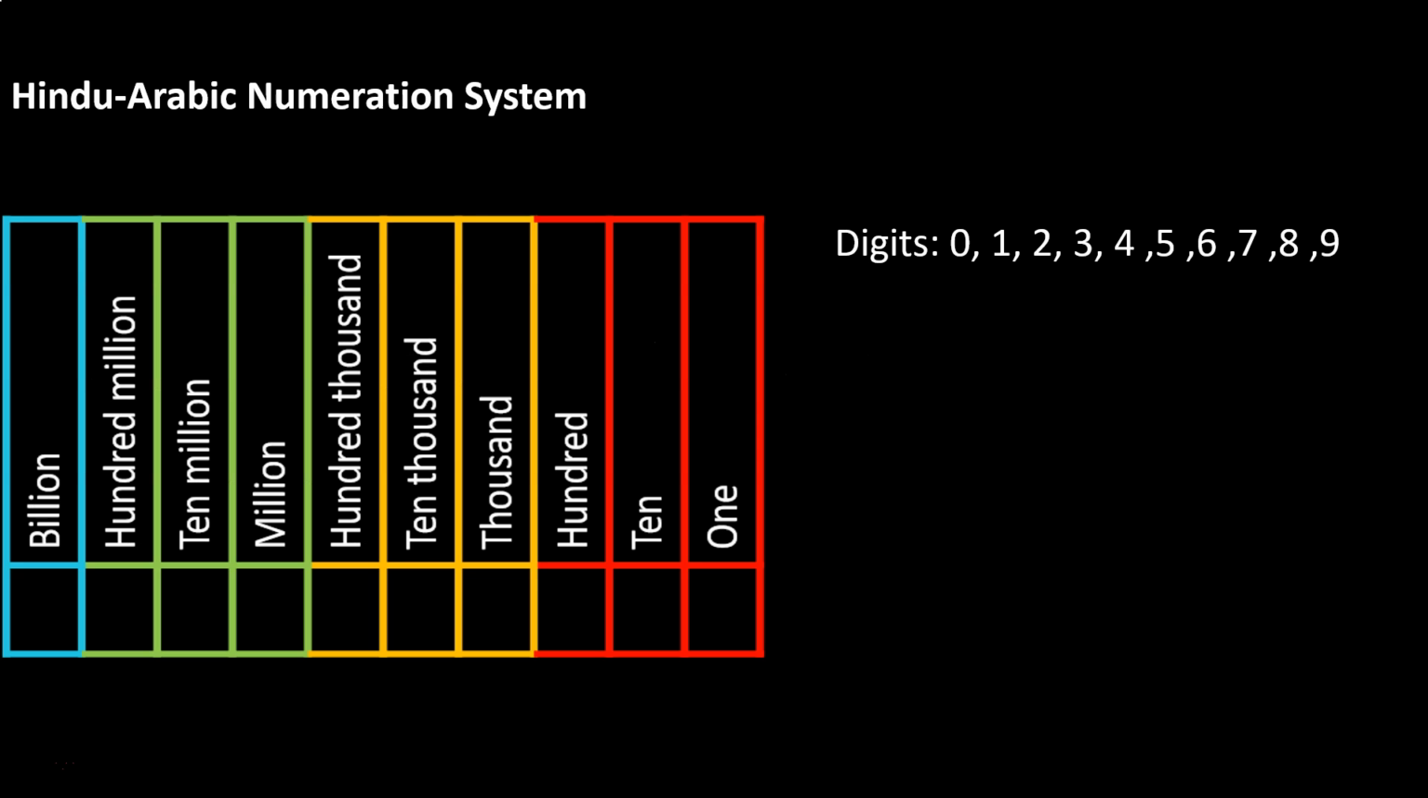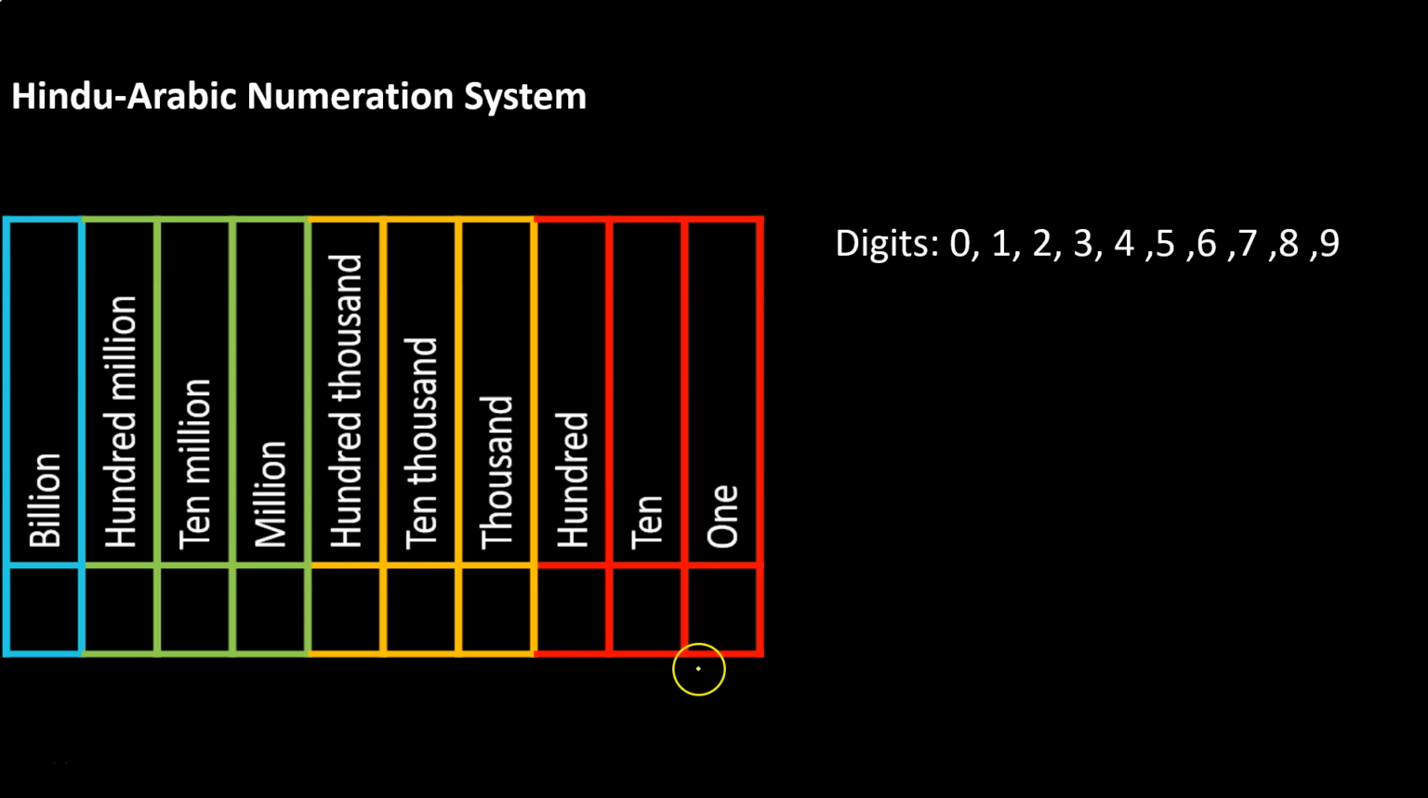The system that we use to represent numbers is actually called the Hindu-Arabic numeration system, and it's made up of digits and place values. We only have 10 digits. They're the digits 0, 1, 2, 3, 4, 5, 6, 7, 8, 9. And how we arrange those digits changes the value of the number that we're trying to represent. I've got a little chart here of our place value.